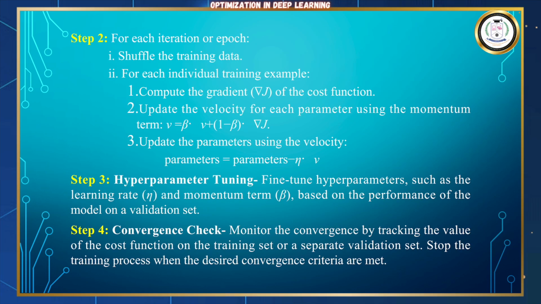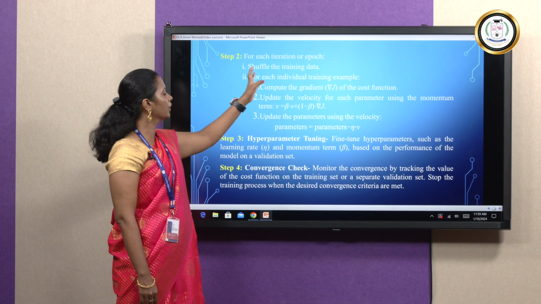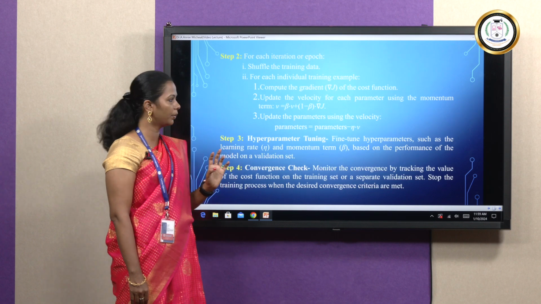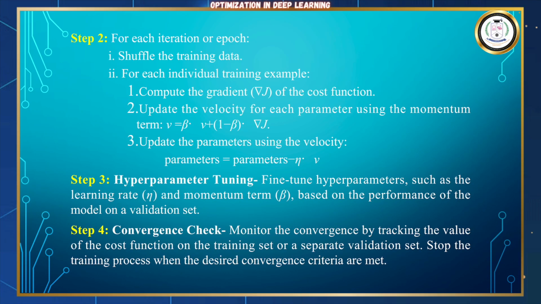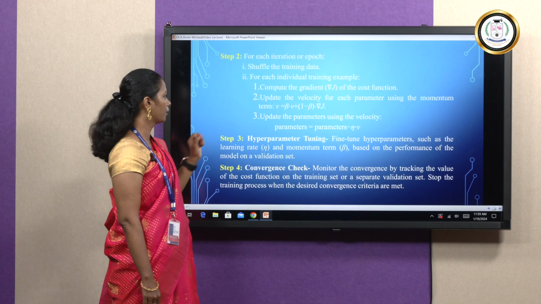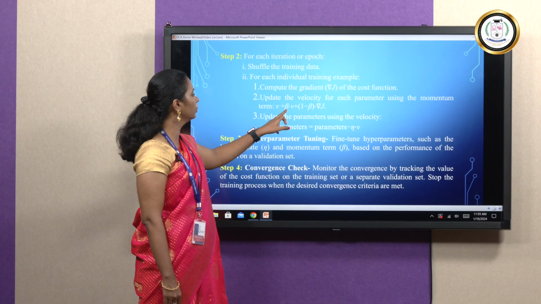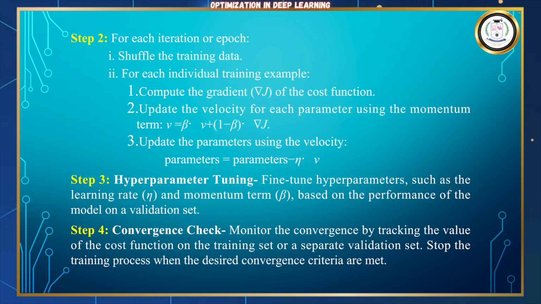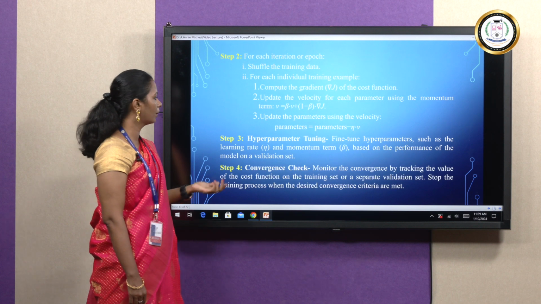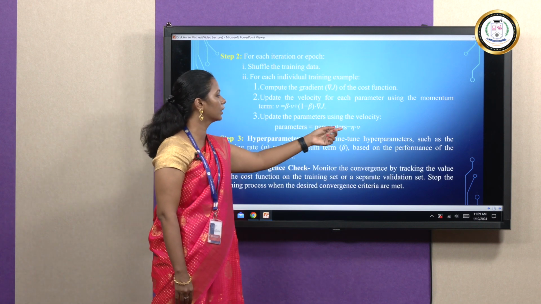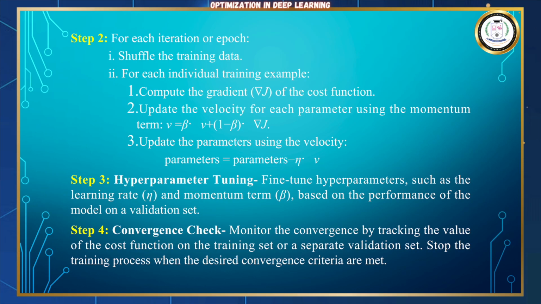So step 2, for each iteration, first we are going to shuffle the training data set, and after shuffling, for each individual training example, we are going to calculate the gradient of the cost function, and after calculating the gradient, update the velocity of each parameter using the momentum term. So your formula is V equals beta times V plus (1 minus beta) times the gradient. So beta is your momentum term. Then after that we are going to update the parameters using the velocity. So parameters equals parameters minus learning rate times V, the velocity.